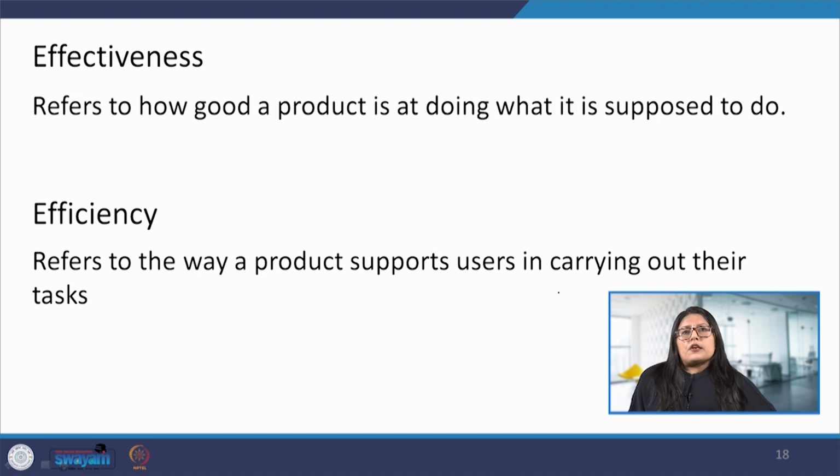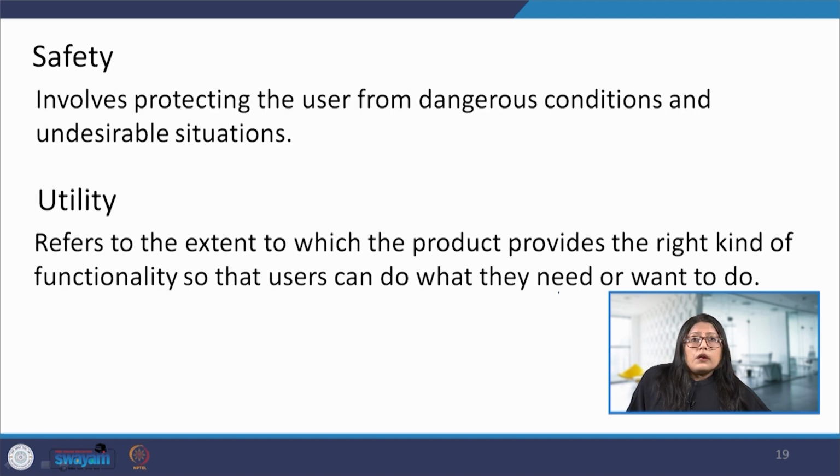Efficiency. Efficiency refers to the way a product supports users in carrying out their tasks. Once a user has learned how to carry out a task, is the product or service helping them achieve the highest level of efficiency? Is it saving their time, or is it not helping them save time? That is another thing I need to ask. These questions can be put up by the designer for each and every step to check their product for all these individual goals. Next is safety.